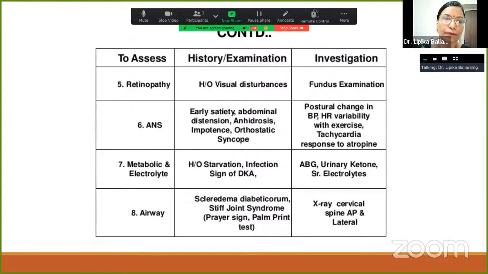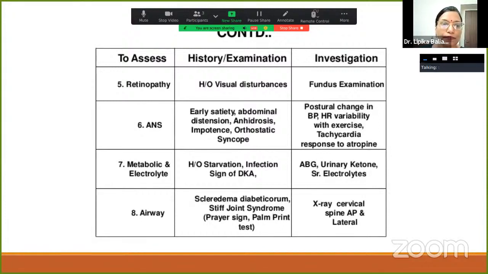Where we have to go for the macrovascular problems of diabetes mellitus, then we look for all the complications of all these end-organ affections. Like in the eyes for retinopathy, we have to take a history of visual disturbances, and we have to do fundus examination if there is any positive history.